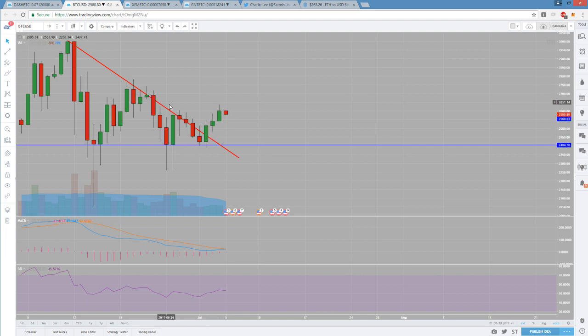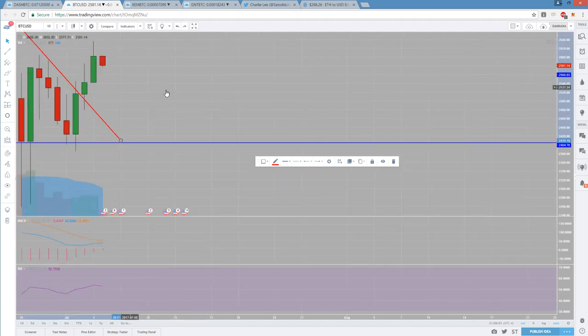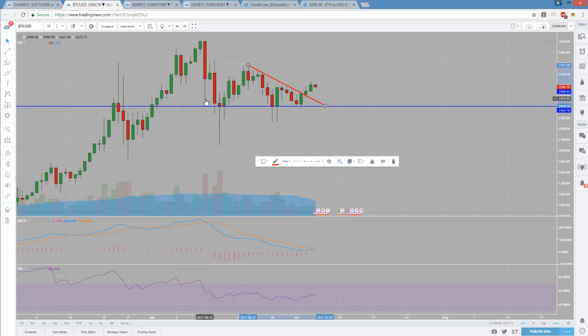I could use the wicks here as well if I wanted to draw a different trend line using just the wicks. As long as I can stay consistent, I would be doing it right here, and that's where I would have topped out, hitting all those wicks. The last thing you want to do is use wicks and real bodies, because that inconsistency makes the trend line invalid.